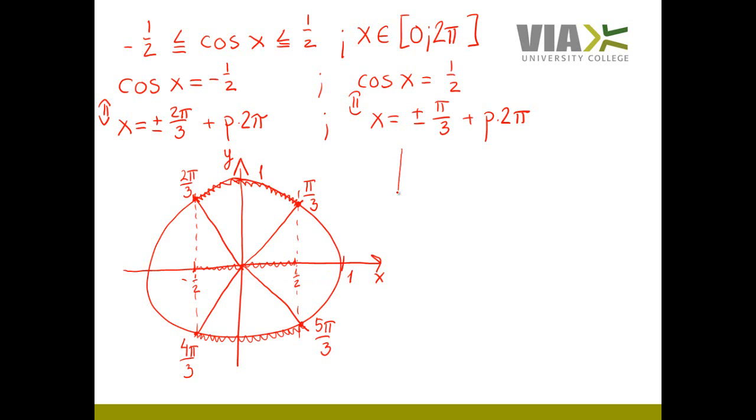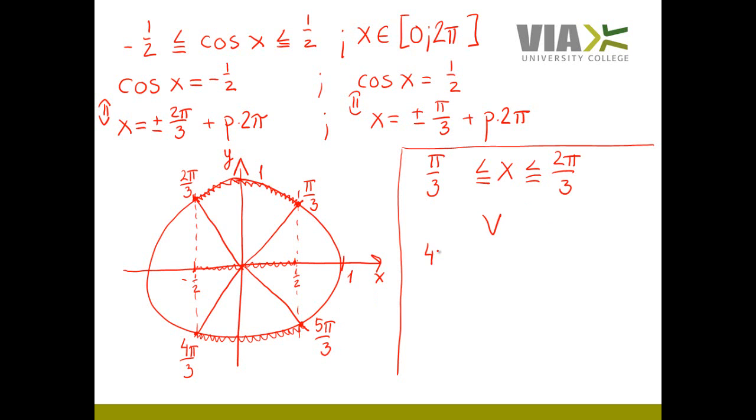Alright, so let's try to note it up. We see that in order for cosine values to be in between negative half and a half, then x has to be greater than or equal to pi over 3 up to 2 pi over 3, or in between 4 pi over 3 and 5 pi over 3.